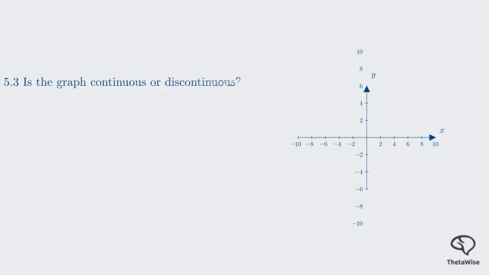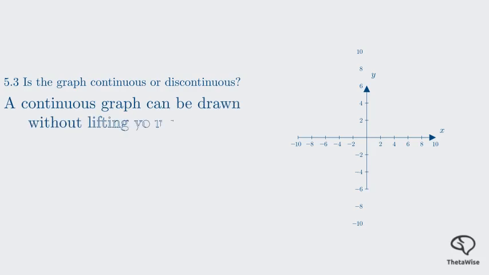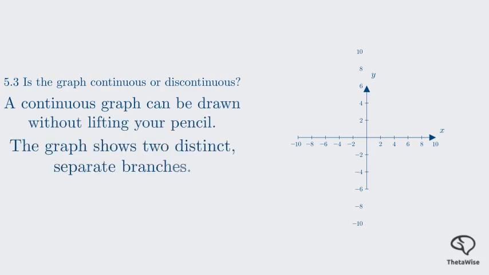Finally, question 5.3. Is the graph continuous or discontinuous? Remember, a continuous graph can be drawn without lifting your pencil. If you look at our hyperbola, it consists of two separate, distinct branches. To draw the entire graph, you would have to lift your pencil from one branch to move to the other. There is a clear gap or break in the graph between the two branches. Because of this break, the graph is discontinuous. So, the answer for 5.3 is discontinuous.